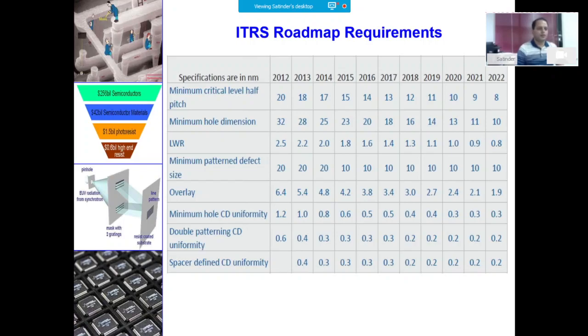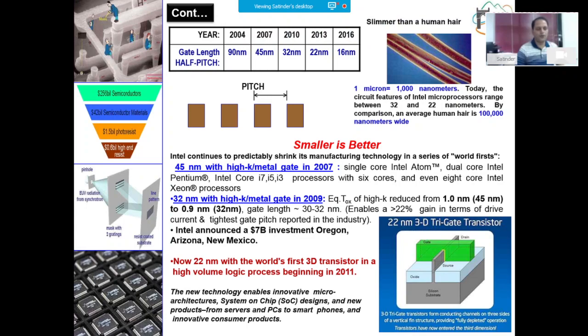Overlay, minimum CD. Those are the five parameters, but the most important parameter we are going to talk about is pitch. It is clearly visible from this table that it has now approached single digits. With this advancement and our requirement for smaller transistors, fast high performance technology, it has reached single digits these days. So now I'm going to talk about what pitch basically is.